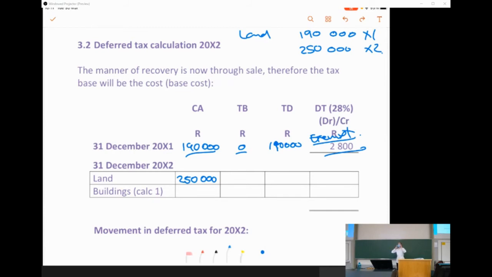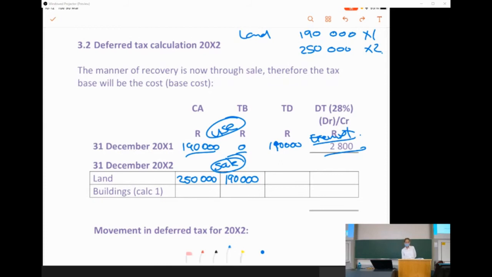Now, what do we do after the revaluation? Remember that paragraph 51B says we have to calculate the deferred tax on a non-depreciable asset that has been revalued as if the manner of recovery of that asset is going to be through sale. So here we were saying, okay, we're going to recover it through use. Now we have to do our calcs as if we're going to recover it through sale. So when we sell the land now for 250,000, we are going to get a tax deduction. Do you agree with that? Yes. What will be our tax deduction then? What will be our tax base then? The base cost of 190,000.